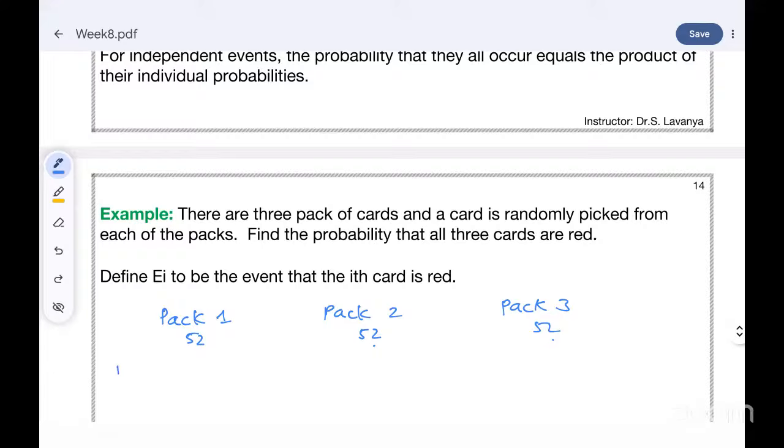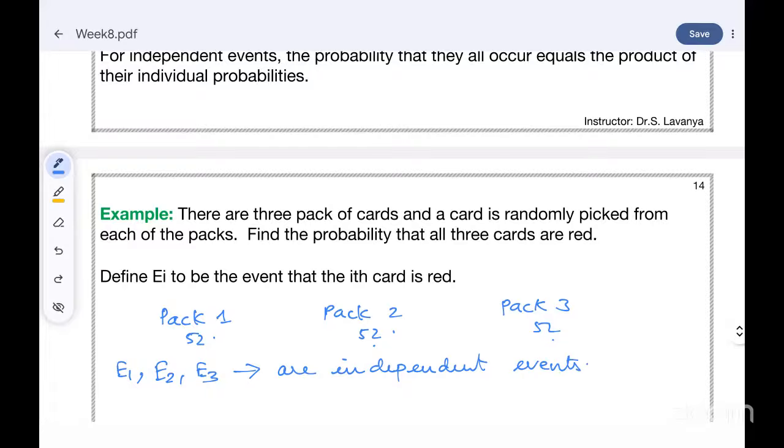Don't go to combinatorics. Use the properties which we just saw here. So E1, E2, E3. First of all, intuitively, do you think they are independent of each other? Taking one card from pack 1, does it affect taking a card from pack 2 or pack 3? No. So this means that E1, E2, E3 are independent events.